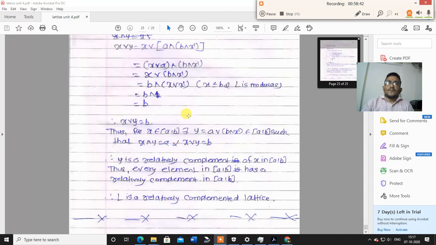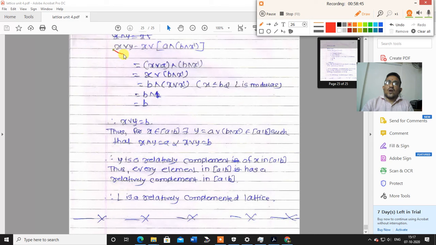Now consider X join Y, which is X join A meet B meet X dash. By using the modular property, what is X join A? We have A is related to X, so X join A is equal to X. So this gives X join B meet X dash.